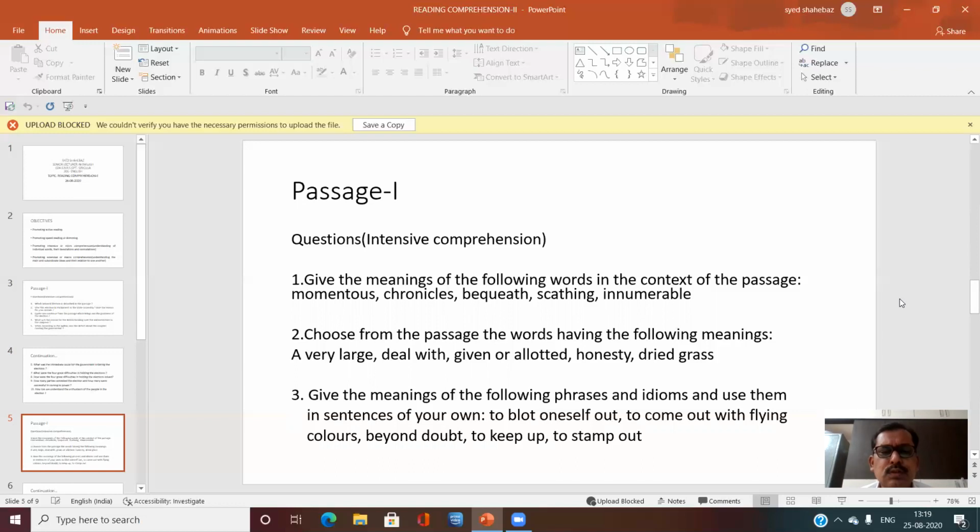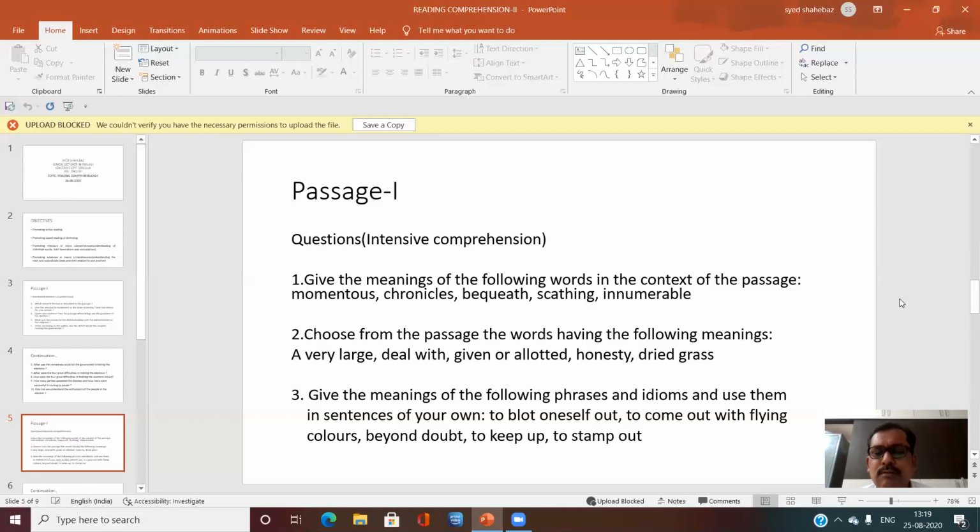Second, choose from the passage the words having the following meanings: a very large, innumerable, deal with, tackle, given or allotted, assigned, honesty, integrity, dried grass, hay, hay. Next, give the meanings of the following phrases and idioms and use them in sentences of your own.